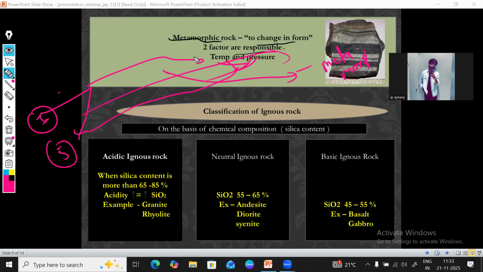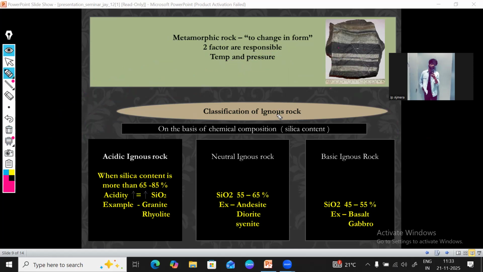Which factors are those? Those are mainly temperature and pressure. Temperature and pressure change the physical or chemical structure of that particular rock, and a new rock is created after that. So that rock is known as metamorphic rock. All right, let's move to the next one.